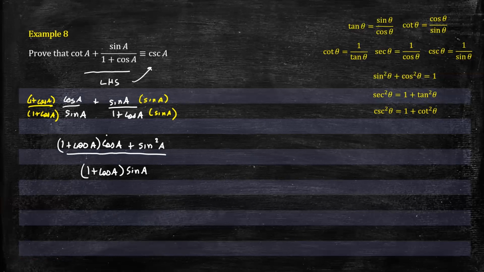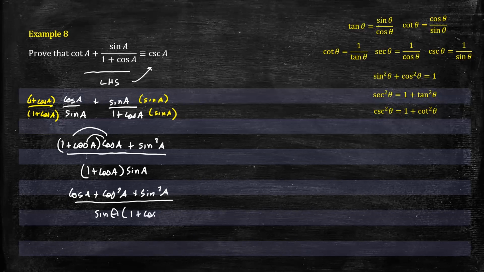So what we'll do now is we'll expand the cos A into 1 plus cos A. So we'll end up with cos A plus cos squared A plus sine squared A divided by sine A times 1 plus cos A. We won't expand the denominator because we'll be able to do some cancelling in a minute. So in the numerator, we've got cos squared A plus sine squared A, which we know is 1.